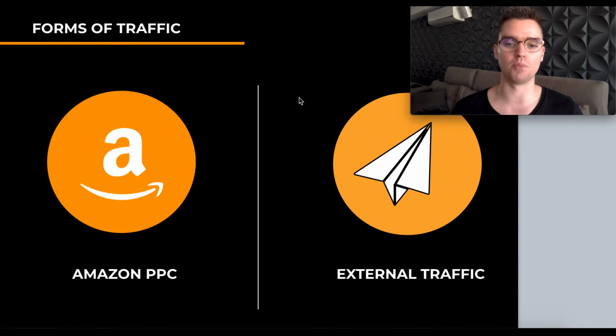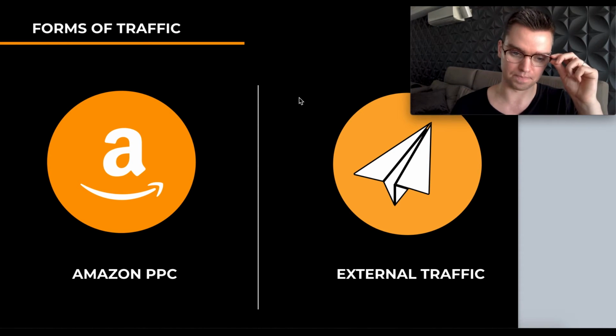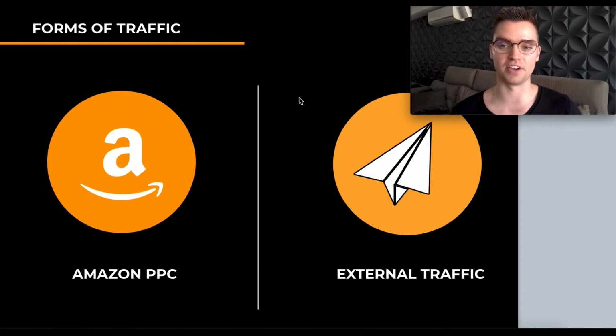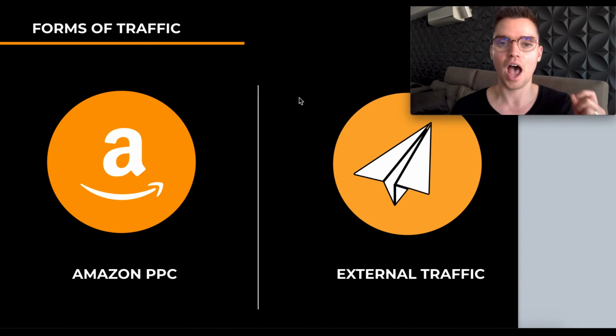There are really two main forms of traffic that I want to make you aware of. This is the way that I think about it. There's internal and external traffic, and specifically, internal traffic is Amazon PPC, also known as Amazon advertising. Essentially, you can pay Amazon a certain amount. You can say, hey, Amazon, I want to show up for these keywords specifically, and I'm willing to pay this much every time someone clicks.